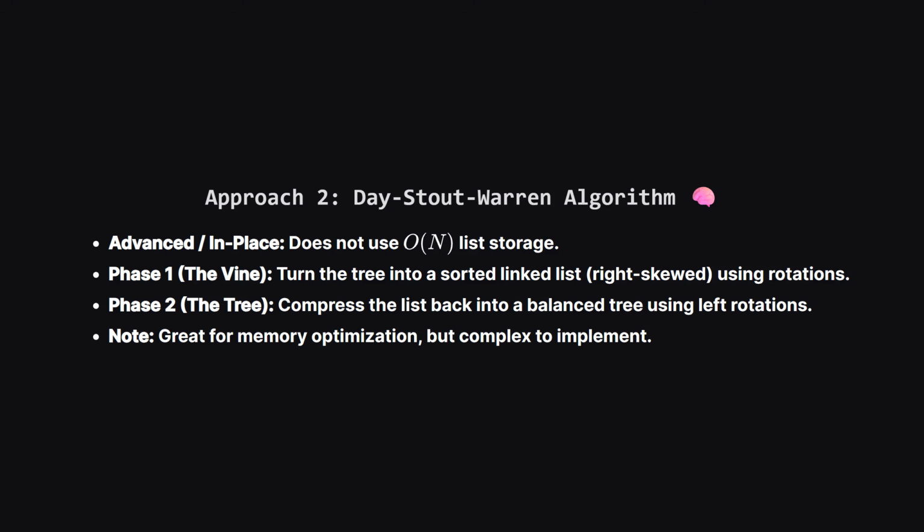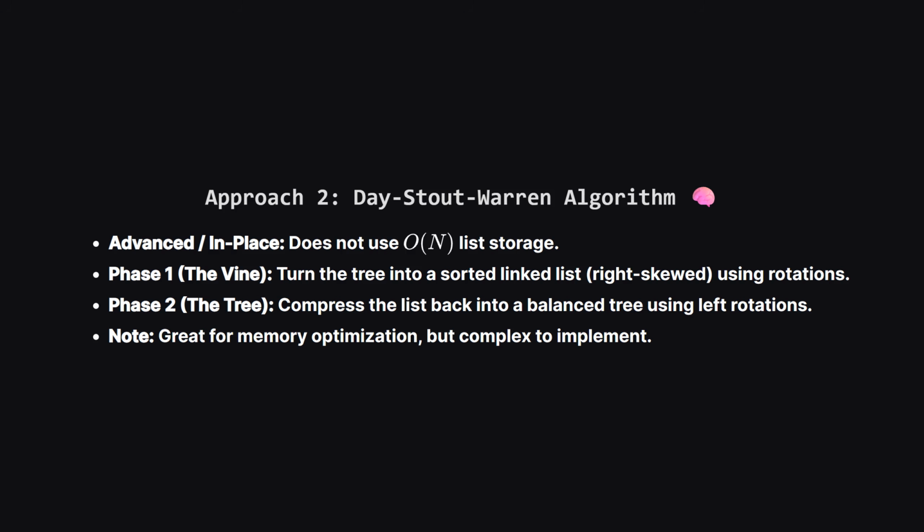Now if you want to be really fancy, there's a second approach called the Day-Stout-Warren algorithm. The previous method used a list to store all the nodes, which takes up extra memory. This approach balances the tree in place without that extra list. It works in two phases.